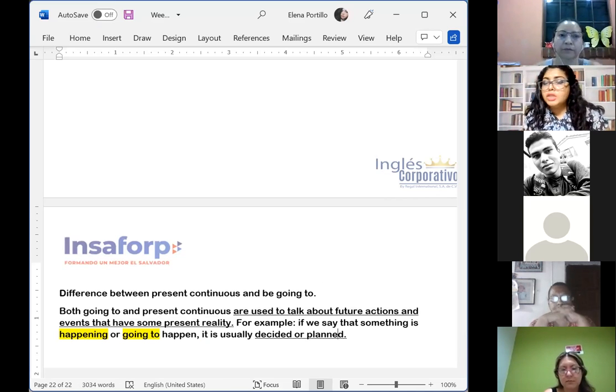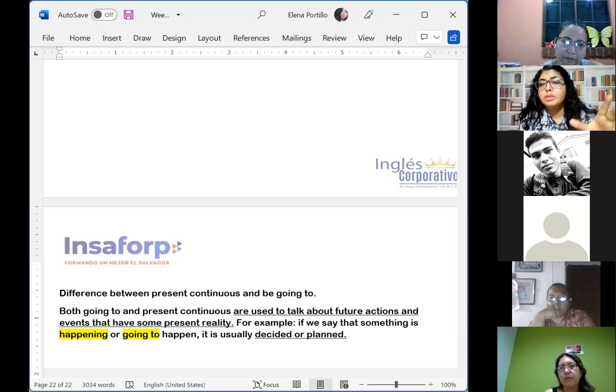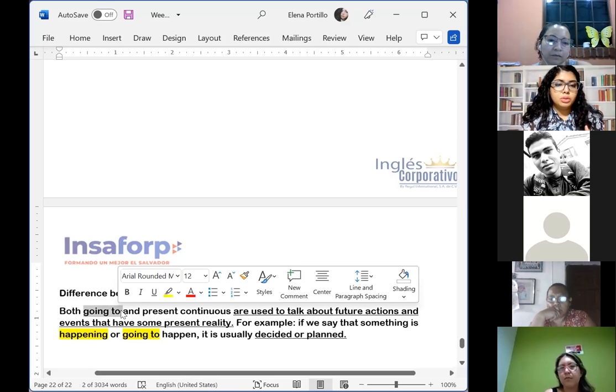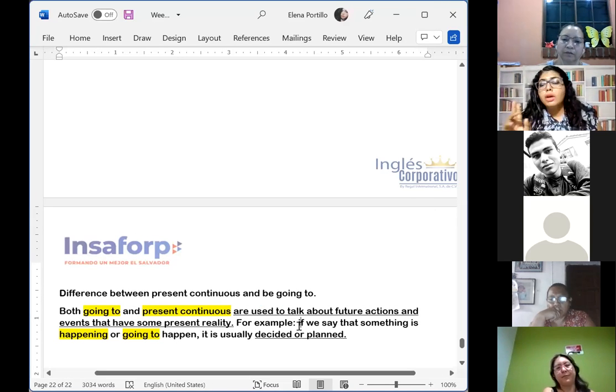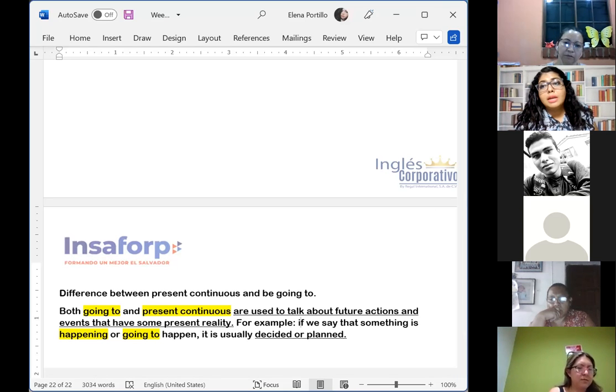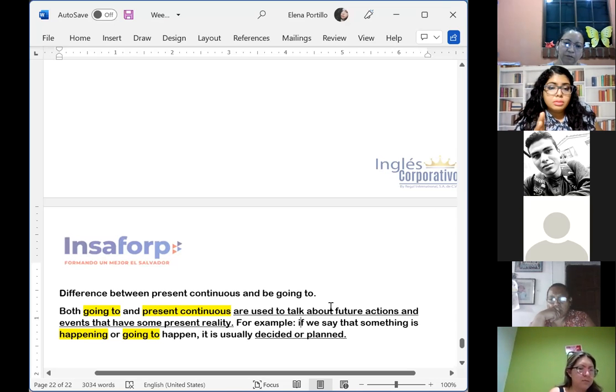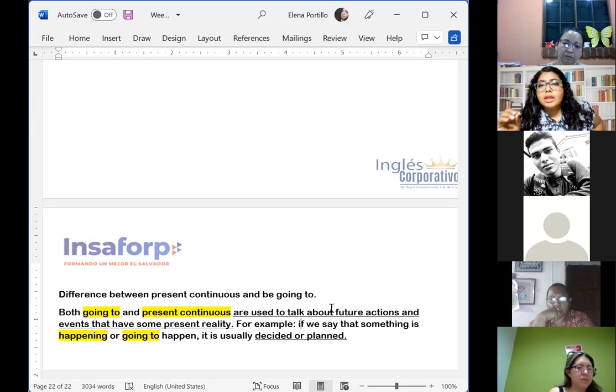So here we have the specification for this difference, but in this case it's not a difference. It is like a comparison between the going to and the present continuous. So we have here that the going to and the present continuous are used to talk about future actions, both of them. They are used to talk about this kind of times because we are going to talk about the future. But in this case, these events that are going to happen in the future have some reality in the present because maybe they begin in the present and then they are going to be developed in the future. But if we say that something is happening or going to happen, it is usually decided or planned in the present.